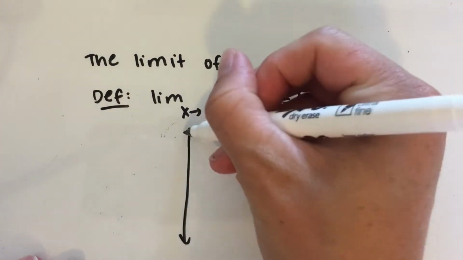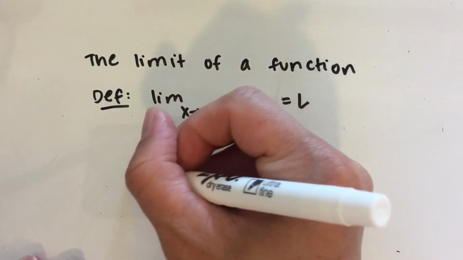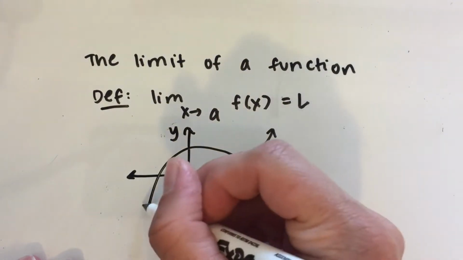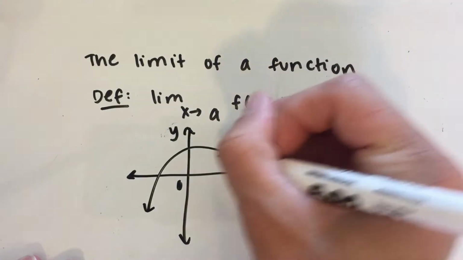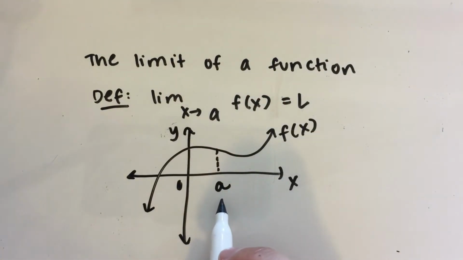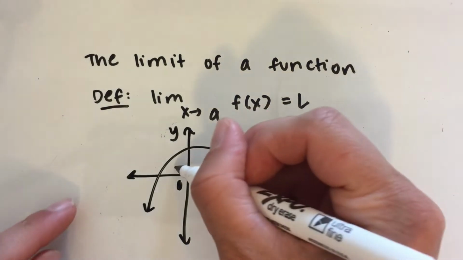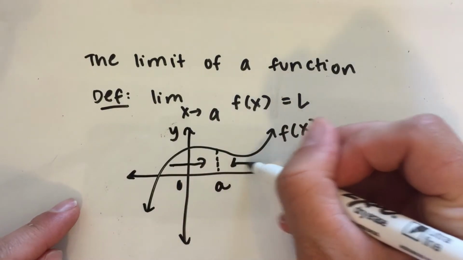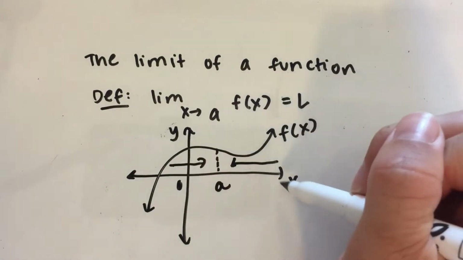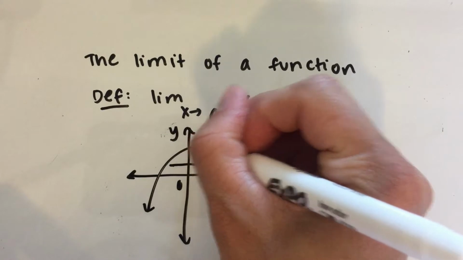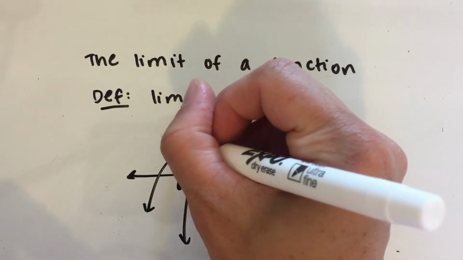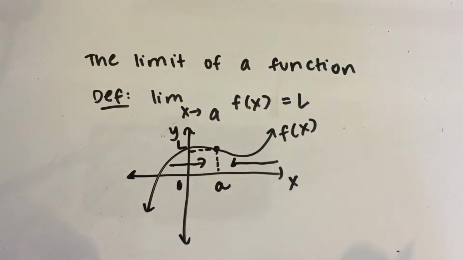So if we have a graph here with a curve f of x, and we want to look at what happens when x gets close to a. And we're going to want to look from both the left hand and from the right hand side of the function. So as x gets close to a, our f of x function gets close to some y value, and we're going to call that L.